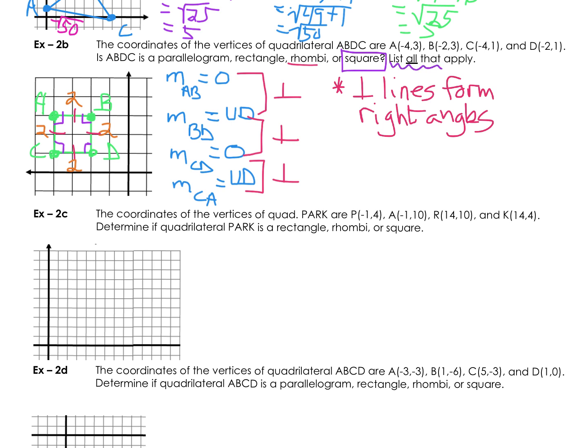But note that it says list all that apply. So I have to list all that apply. If it's a square, then it belongs to the rhombus and the rectangle, because that's mommy and daddy. So a square is both of these. And because it's both of these, it's also a parallelogram. So if it's a square, it's all of these. And so we have to label and list all of those. So it's a parallelogram.